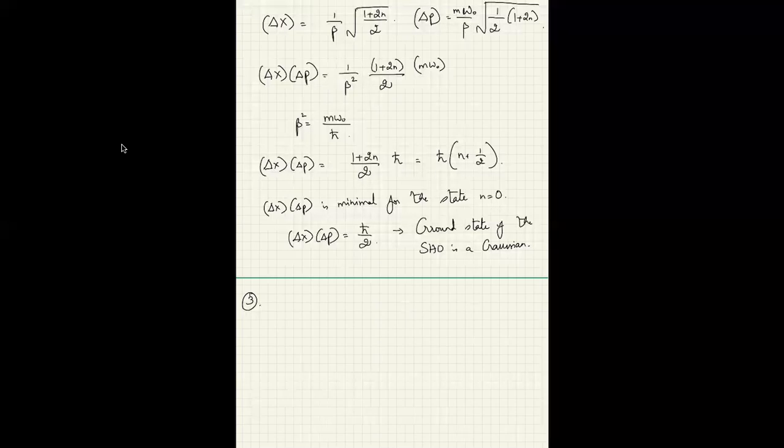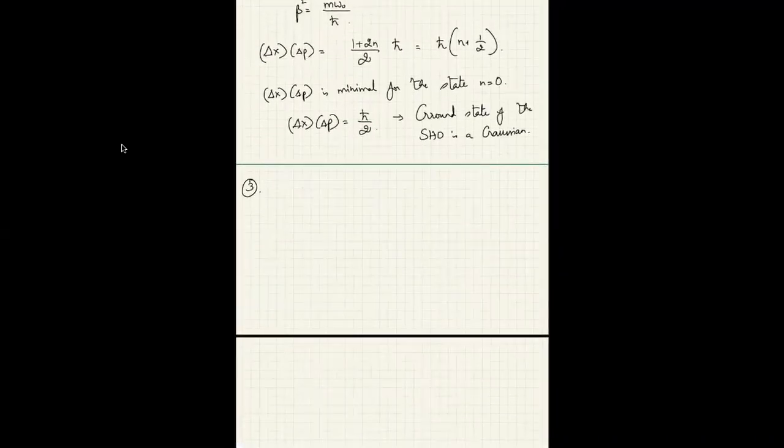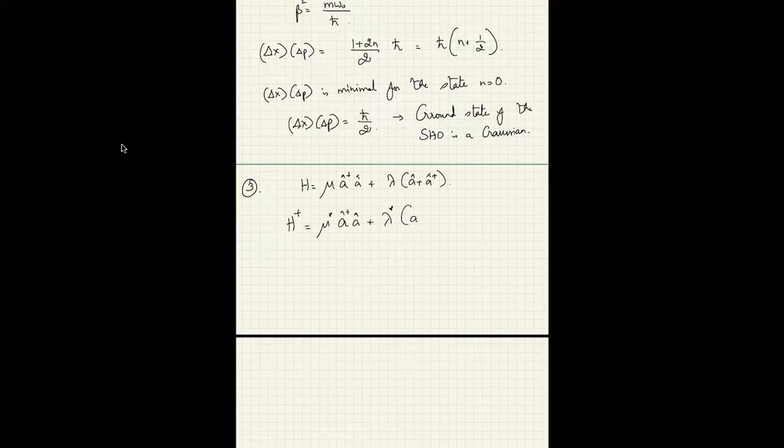Excellent. So lambda will be 1 and mu will be something. It doesn't have to be 1. It is just asking you what are the constraints on mu and lambda. Remember, your first step is correct. So take this H, which is mu a dagger a plus lambda times a plus a dagger. So the dagger of this would be, remember that mu and lambda in general can be complex, mu star, and the dagger of a dagger a is a dagger a because this is automatically Hermitian, plus lambda star times a dagger plus a, which is the same as a plus a dagger.